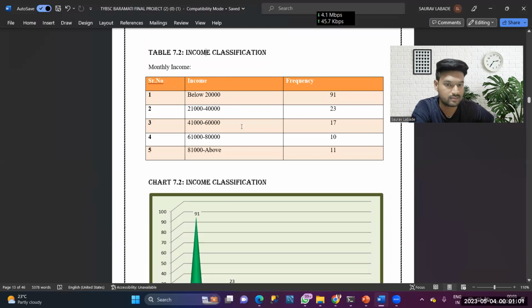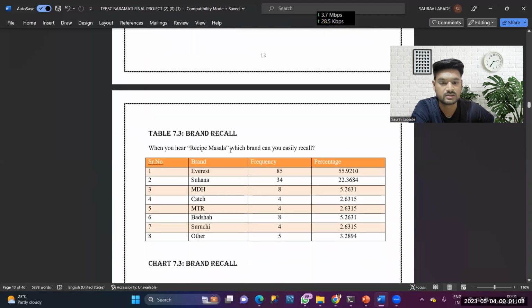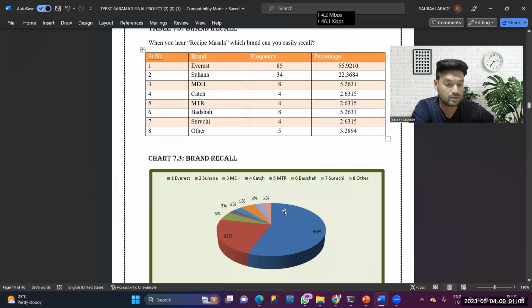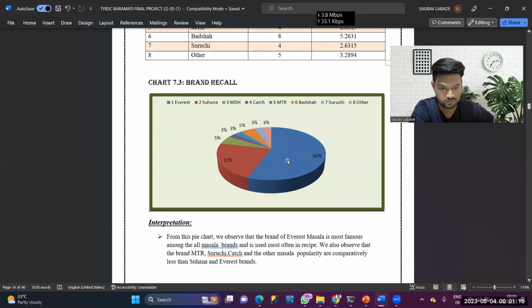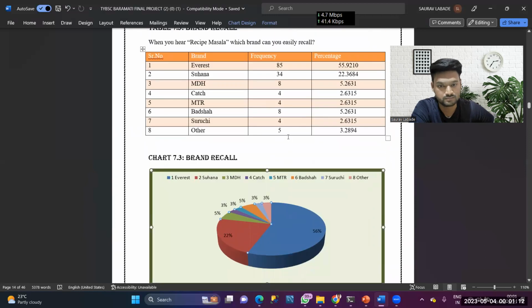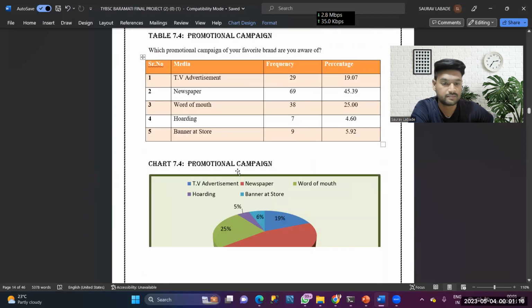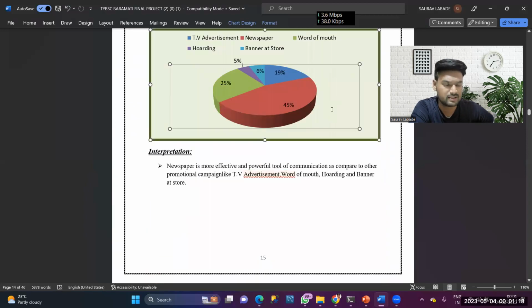Again, the income classification is done. Again, the brand recall, that means which brand is basically used most frequently. Again, the promotional campaign. So these are the graphical things which you can do.